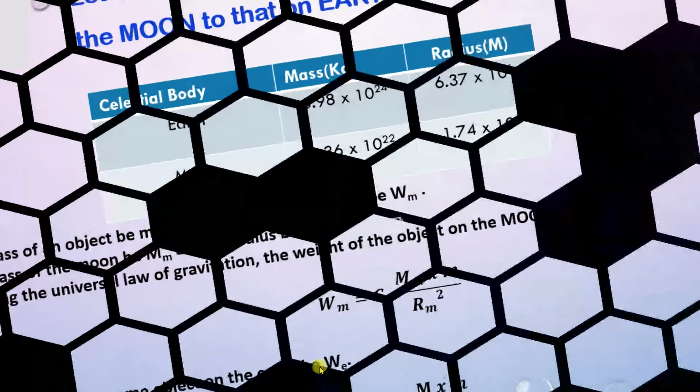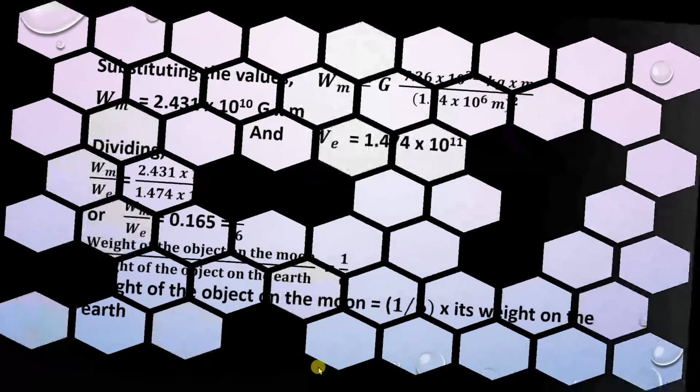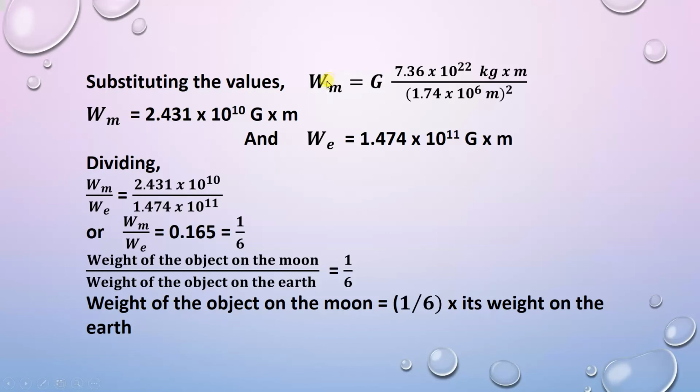Let's substitute the values, and we'll find that on substituting, the weight on moon comes out to be 2.431 into 10 raised to... We are filling the values from the data. Why are we not filling the values of g and m? Because we have to compare it with earth, and for earth also the mass of the object will remain the same, and g is also universally the same, so g will also remain the same. So while comparing these, we will cancel g and m. And when we substitute the values for earth, we get gm again as such.